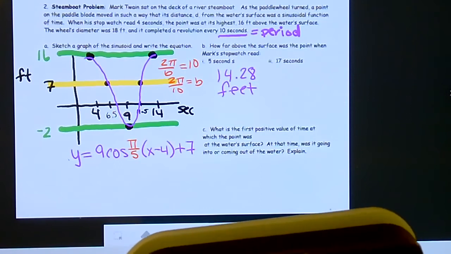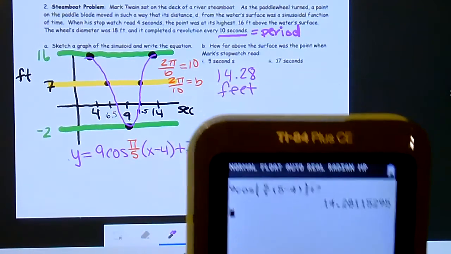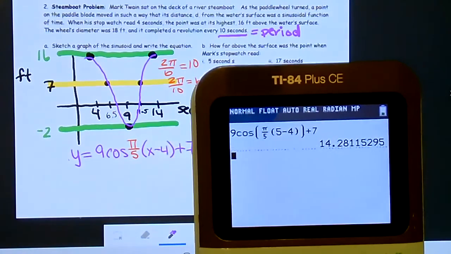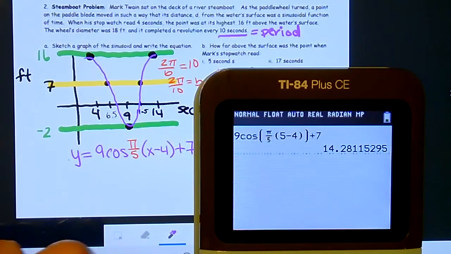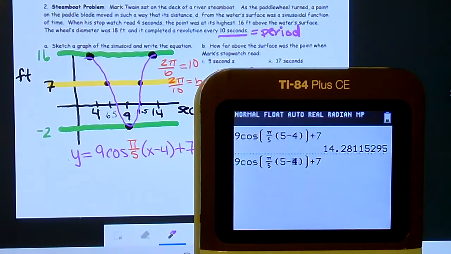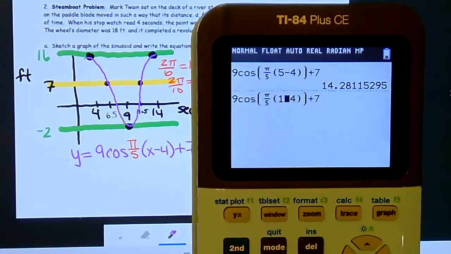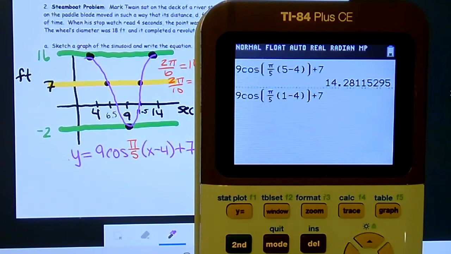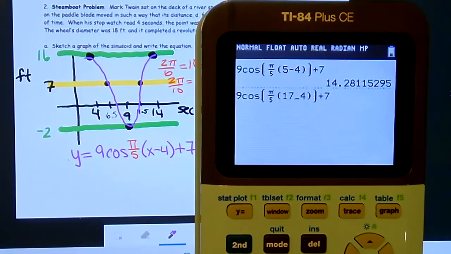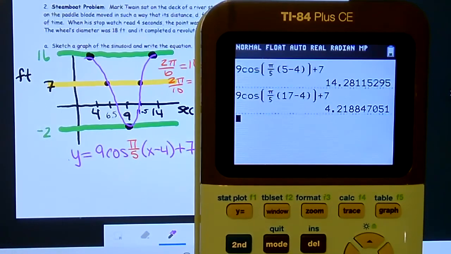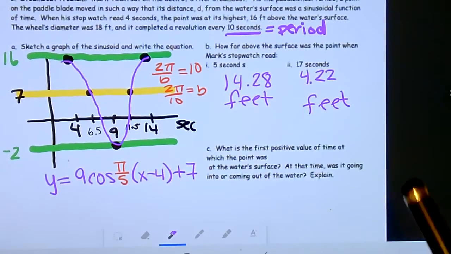So now I'm going to do the same thing. I'm going to put in a 17 though now, so I'm going to steal this again. I'm going to come over here and put a 17. I don't want to hit in my 7 or it's going to get rid of my minus, so I'm going to hit second and delete, and that will insert. Then I can put in my 17, and I end up with 4.22. Okay, so I've got my 4.22 feet.